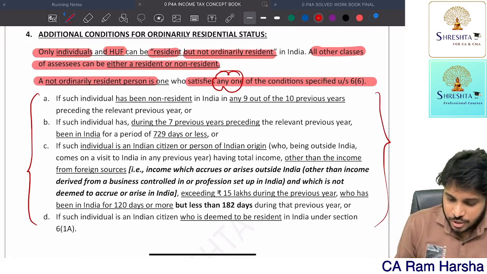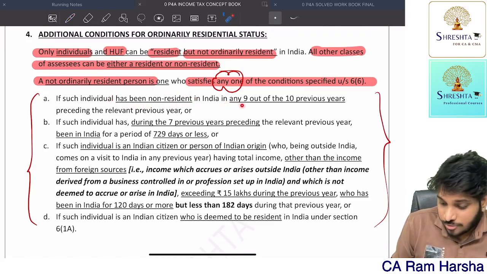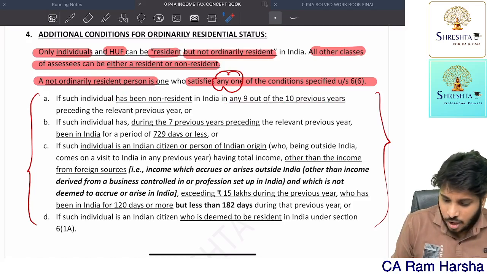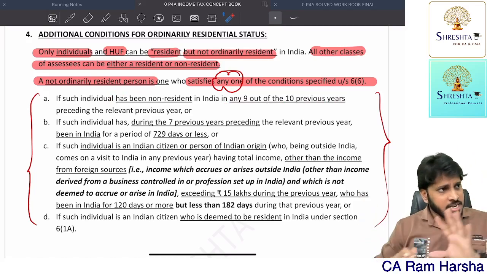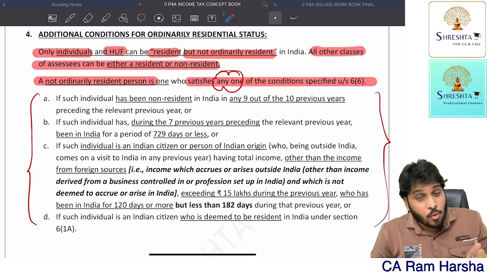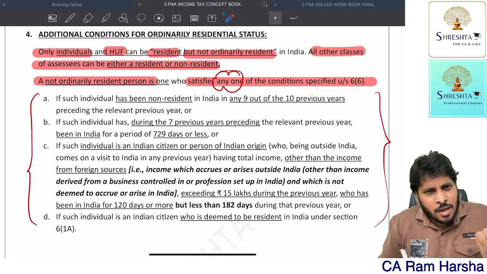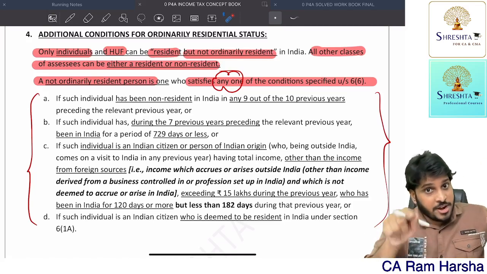If such an individual is a non-resident in India for 9 out of the past 10 years, then you are not ordinarily resident. When will you be ordinarily resident? Out of the past 10, 9 you should be non-resident.